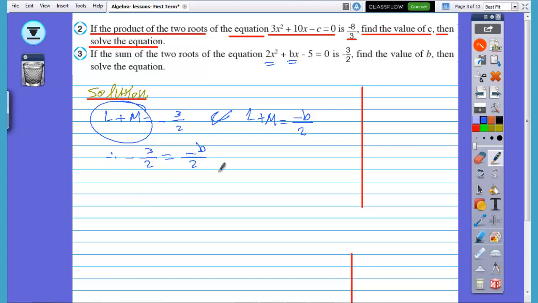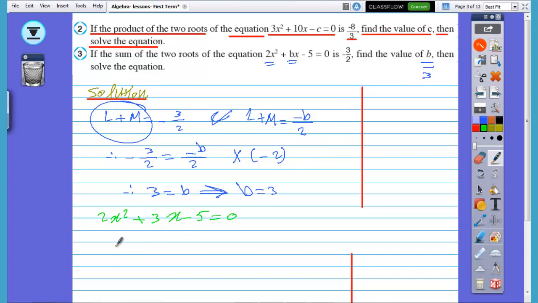And then multiplying both sides by negative 2, we have 3 equals b. So it means b equals 3. And this is the first required: find b. b equals 3. And now we have the equation. It will be in the form 2x squared plus 3x minus 5 equals 0. Find b, then solve the equation.